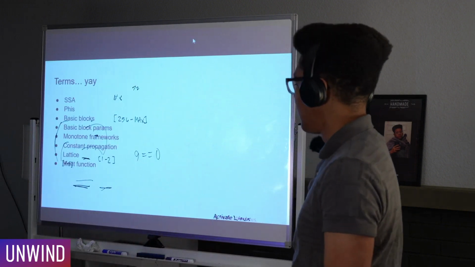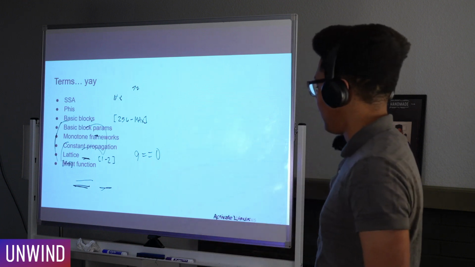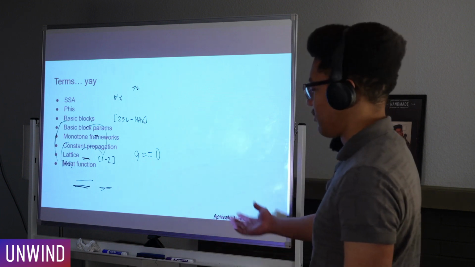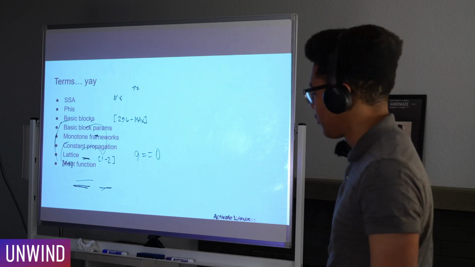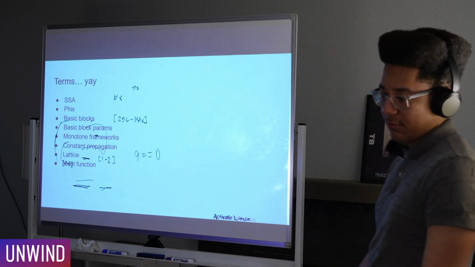Sure. We got a bunch of shoddy diagrams over it, but essentially these are the terms that we've got through here. In terms of added terms, we've got the monotone frameworks, which are basically these little flood fill algorithms. Sure, I'm taking notes. We've got the constant propagation, which is just folding but cooler.